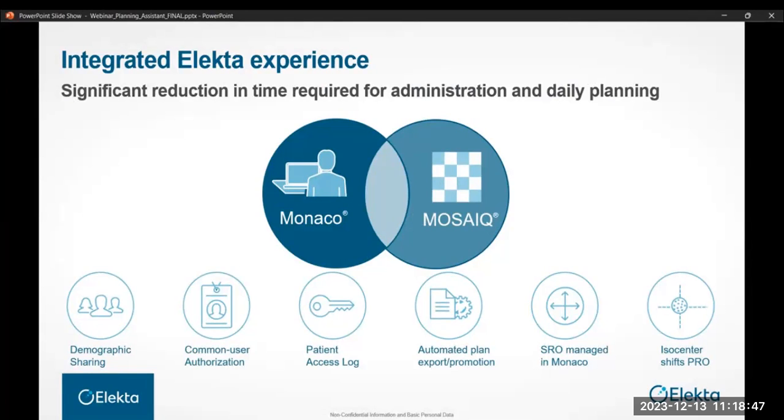So this can all automatically be done just through a simple one mouse click for your plan approval. Our SROs are managed within Monaco, but also our ISA Center PRO shifts are managed as well. Now you may wonder, what are the ISA Center PROs? They are the patient relative offsets. And that means that you can enter in your ISA center relative to your tattoo positions in our treatment planning system. And that will feed into Mosaic and then finally onto the machine.